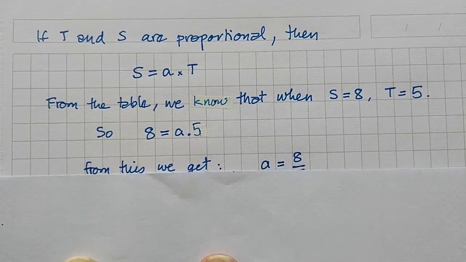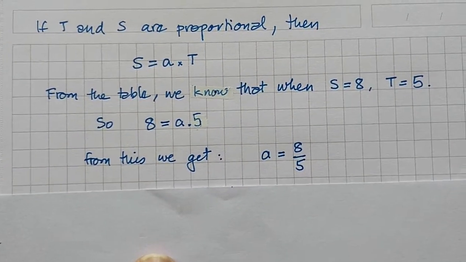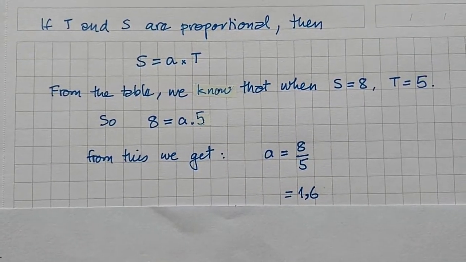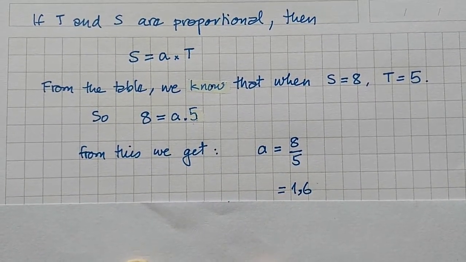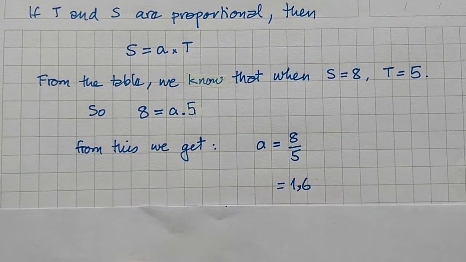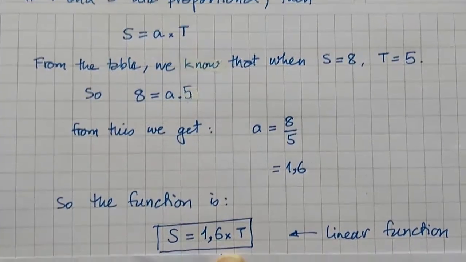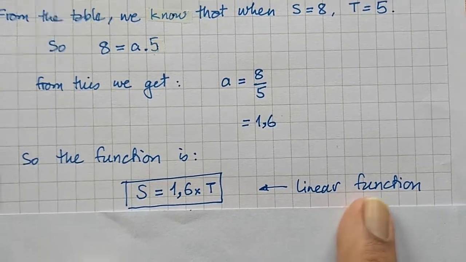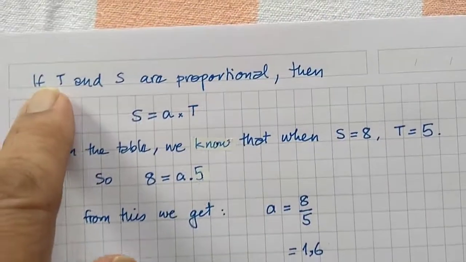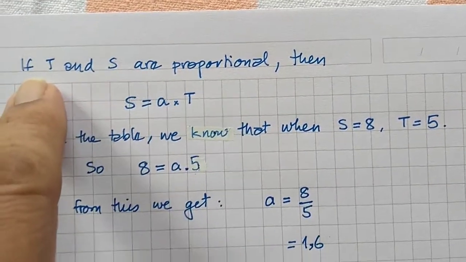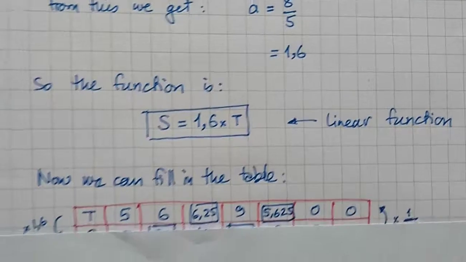From this we get A is equal to 8 over 5, and we can find 8 over 5 is equal to 1.6, virgule 6. I'm using a virgule instead of a decimal point. So the function is S est égal à 1,6 fois t, and this is a linear function which expresses the relationship between S and T, which are proportional. Now we can fill in the table.